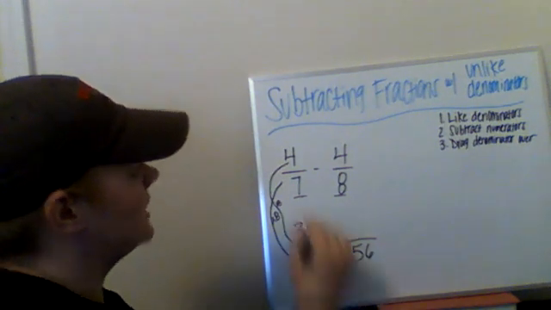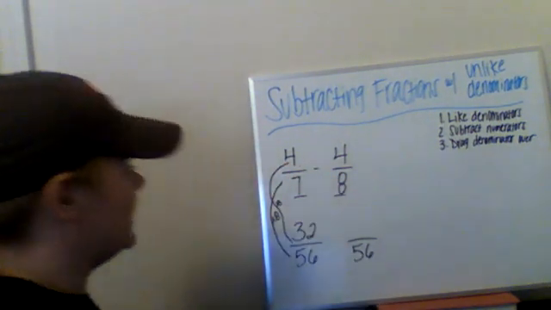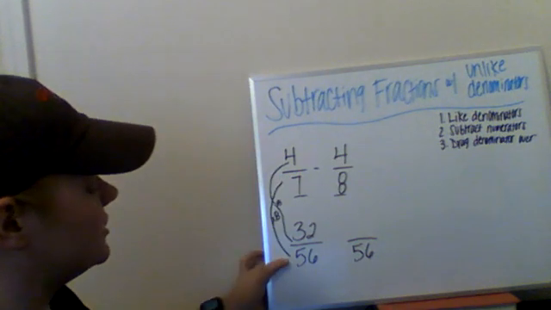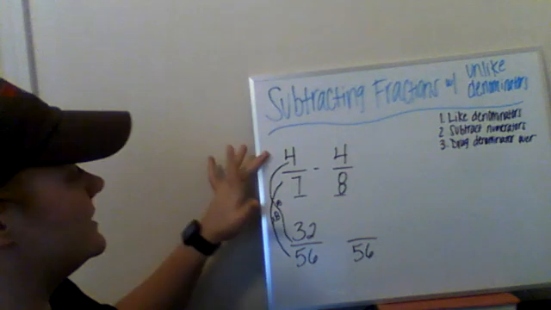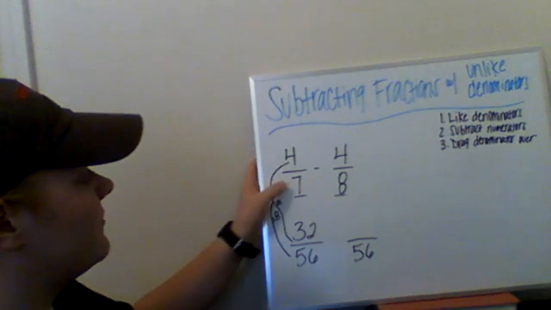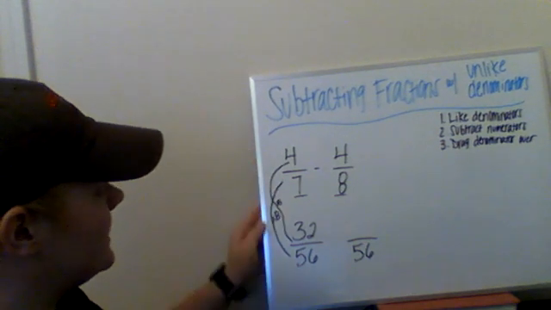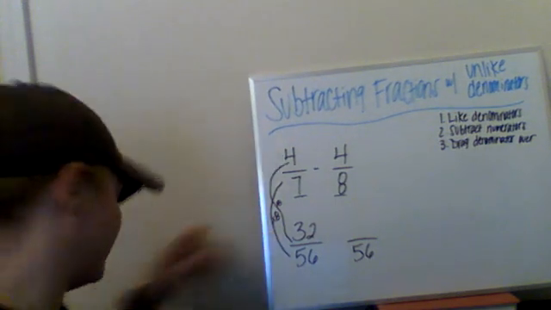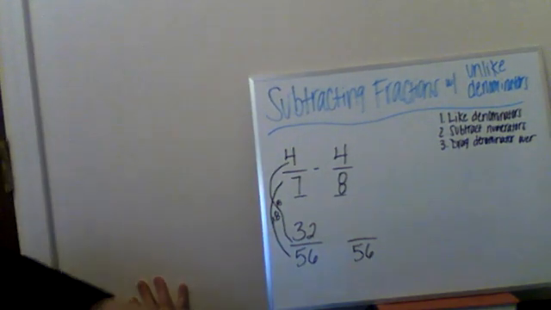Okay, so all I did with this first fraction is take my denominator of 7, change it into a denominator of 56, and I did the same thing with my numerator. To go from 7 to 56, I had to multiply by 8, so I had to multiply my numerator by 8 to get 32. All right.